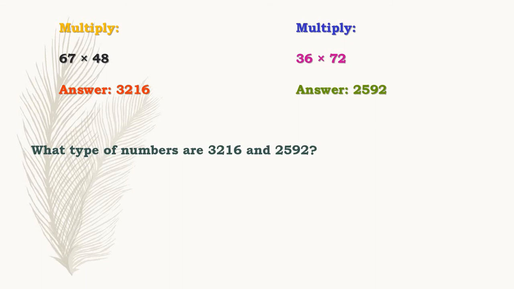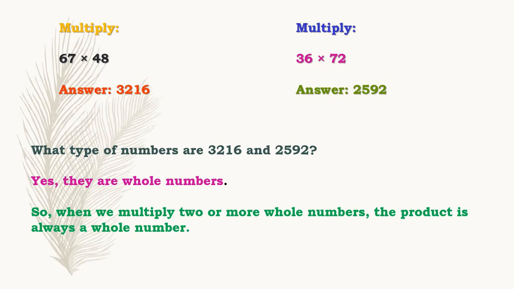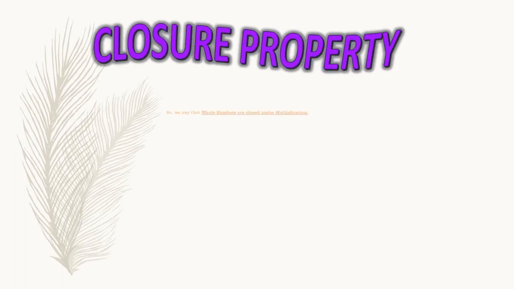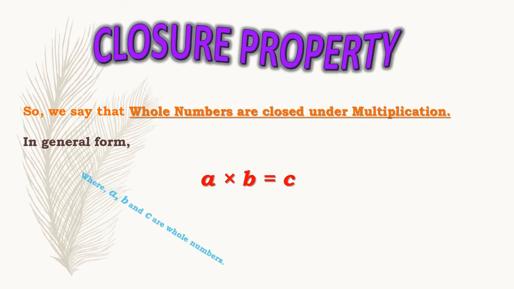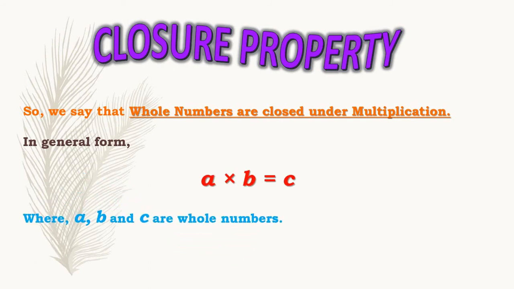What type of numbers are these? Very good, they are whole numbers. So when we multiply two or more whole numbers, the product is always a whole number. And this is called, as you very well know, the closure property. So we say that whole numbers are closed under multiplication. In general form, A into B is equal to C, where A, B and C are whole numbers.